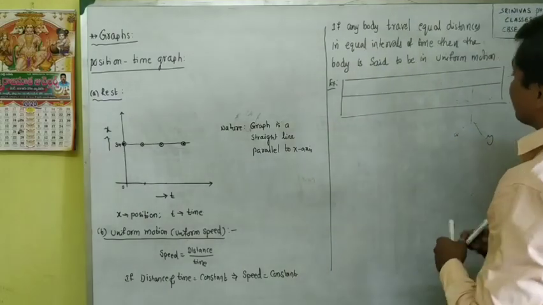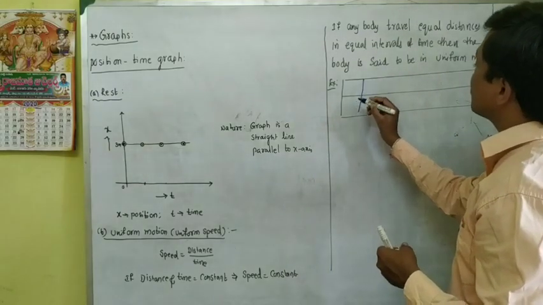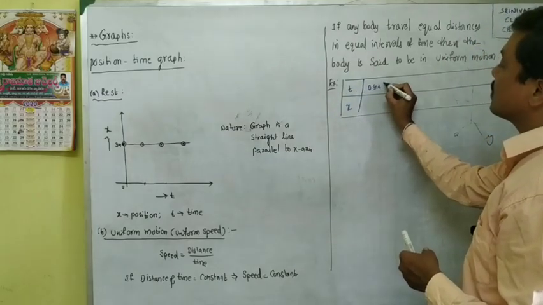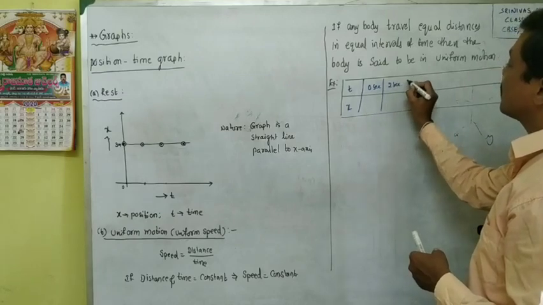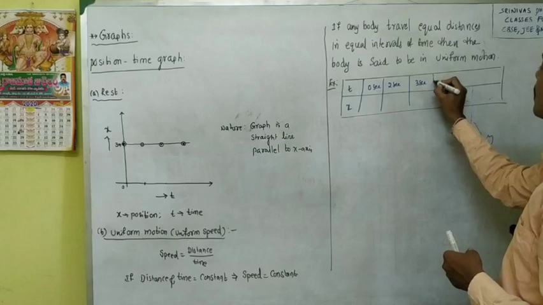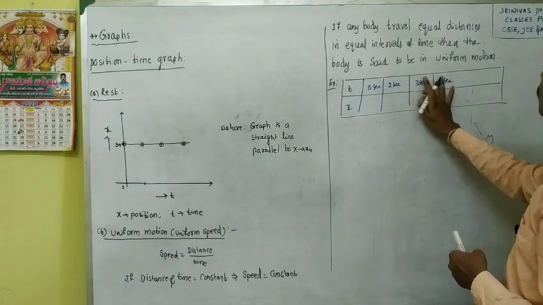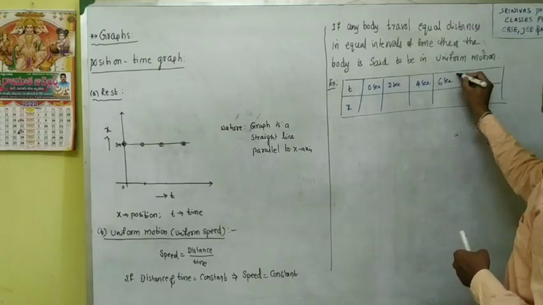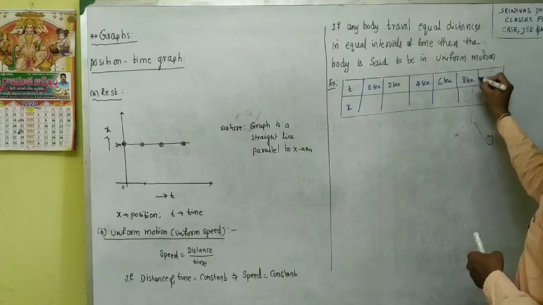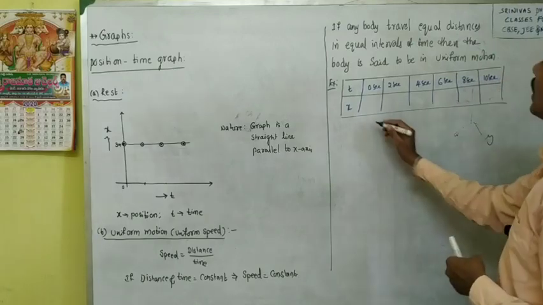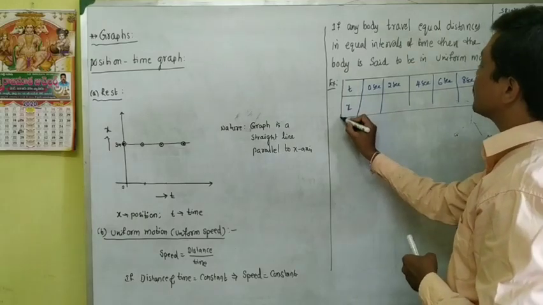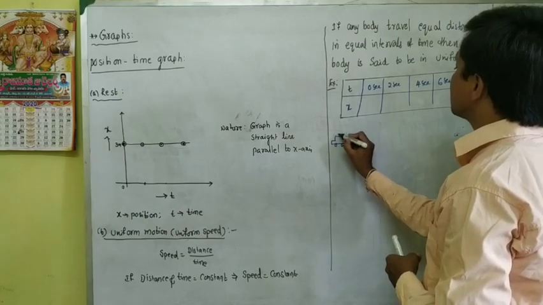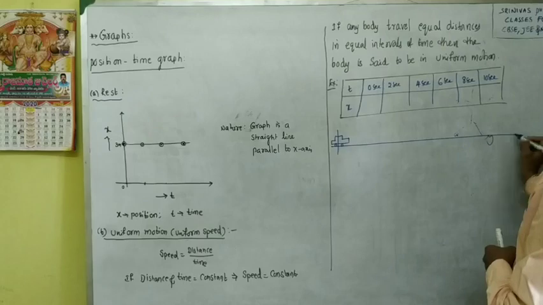Let us see here. First, I am going to take the time on the x-axis and the position on the y-axis. Time 0 seconds, 2 seconds, 3 seconds, 4 seconds. Let us consider 4 seconds. Next 6 seconds, 8 seconds and 10 seconds. And now the position values. For example, one car is moving on the x-axis.